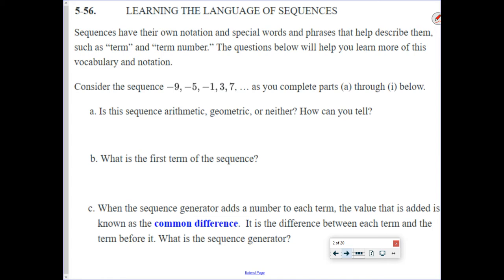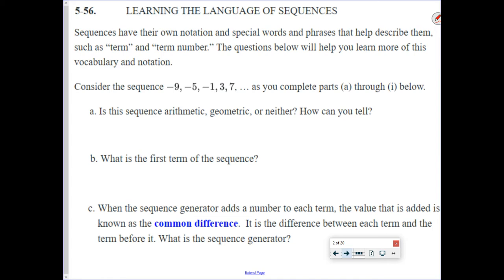Learning the language of sequences. Sequences have their own notation and special words and phrases that help you describe them, such as term and term number. The questions below will help you learn more of this vocabulary and notation. And again, notation is just another way of writing it, okay?